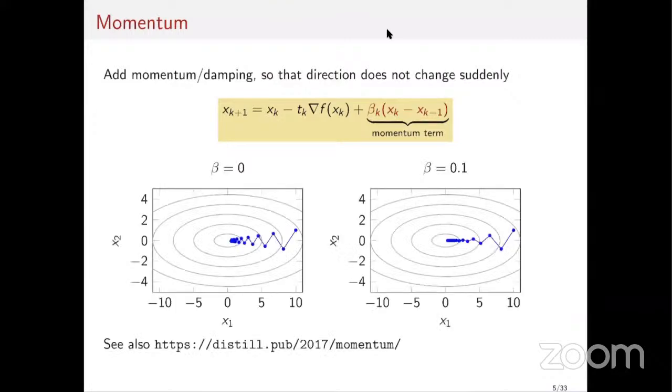It's very simple, and we can see what happens on the example I showed on the previous slide. On the left, you can see the same picture with beta equal to 0, so no momentum or no damping. On the right, you can see the gradient method with a momentum term, and the beta I chose here is just 0.1. And you can see that the iterates are indeed damped, and the oscillations are reduced.